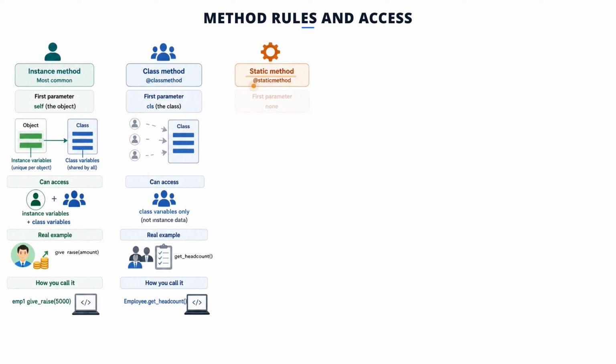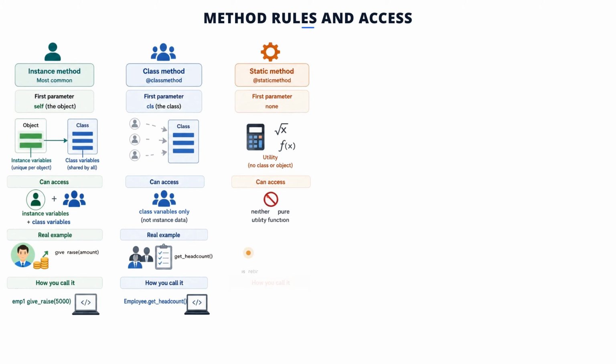Finally, we have the static method. You flag this using the @staticmethod decorator. This one is unique because it requires no mandatory first parameter, no self, and no cls. It acts as a pure utility function. Because it doesn't take the object or the class, it has access to neither instance nor class data.